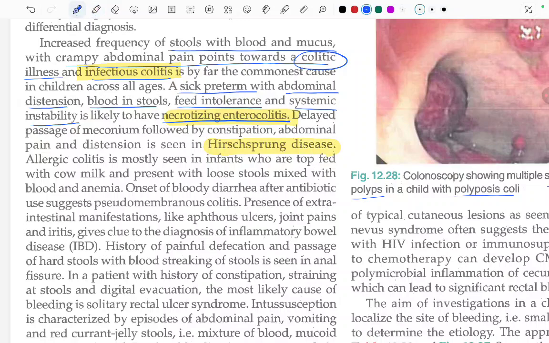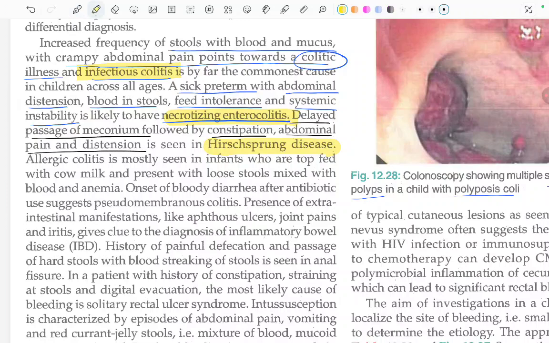So when we have to suspect Hirschsprung's disease, we already know, right, that there is delayed passage of the meconium and there is constipation, there is abdominal pain and distension. Allergic colitis is most often seen in infants who are top fed with cow milk and present with loose stools mixed with blood and anemia.